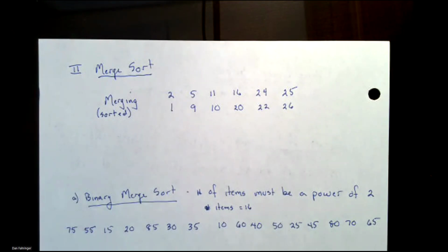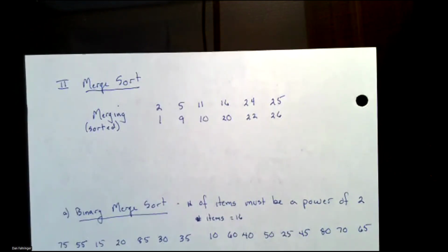Okay. Number 2 is going to be called a merge sort. So today we're going to take a look at a merge sort. And first thing we need to do is understand that we can merge lists that are sorted. The first list that's sorted is 2, 5, 11, 16, 24, and 25. The second one is 1, 9, 10, 20, 22, and 26.